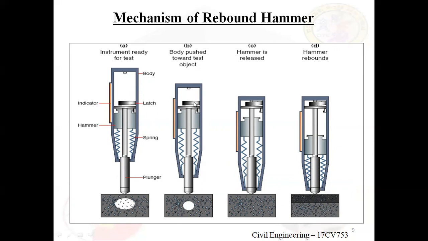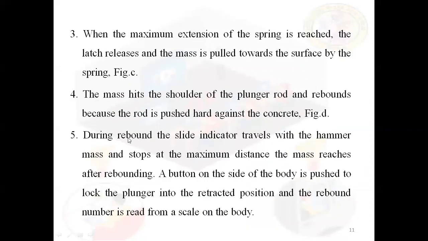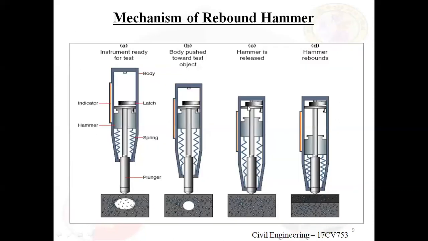Once it reaches its maximum, the latch will automatically release, so the body will come towards the structural element. Next, the mass hits the shoulder of the plunger rod, because the rod is pushed hard against the concrete. Once the latch is released, it comes and hits the surface of the concrete. That rebound gives the rebound number. See here the body mass moves towards the surface, then comes forward, and at last comes to here.